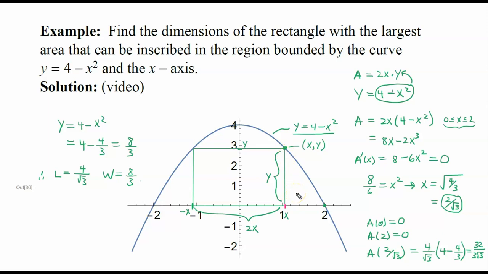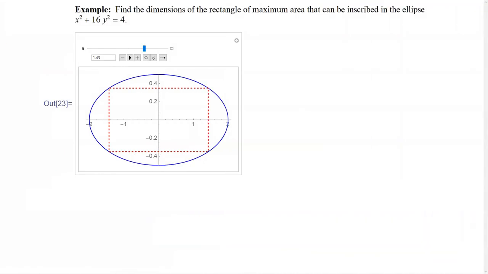Let's take a look at one more example like this. Now let's consider this example. So here we want to find the dimensions of the rectangle of maximum area that can be inscribed in this ellipse, x squared plus 16y squared equals 4. Now down here we have a graphic illustrating what we want to do. So the blue curve here, that is the graph of our function. And we have in the ellipse inscribed a rectangle. And so we want to find the rectangle that has maximal area.